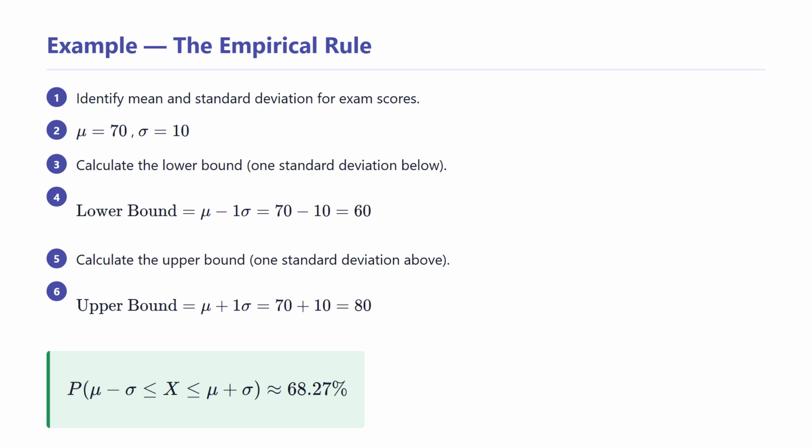The empirical rule states that approximately 68.27% of all data falls within this exact interval. This is an incredibly fast way to estimate probabilities.